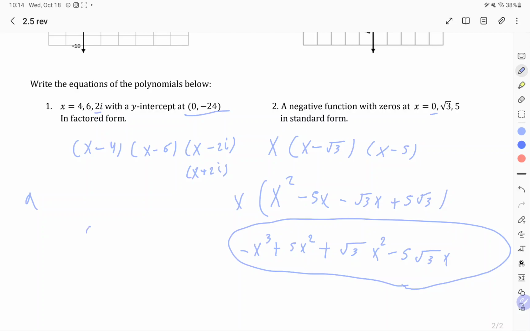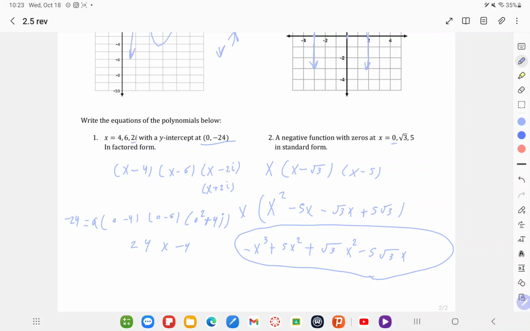Let's plug in the y's, the x's here. So 0, negative 4, and then we got 1, and then we got 0, negative 6, and then 0, negative 2i, and then 0 plus 2i. Okay, I'm back and I actually made a fatal mistake. This was x to the power of 2 plus 4, because this is the conjugated version of this. So I put it back into factored form because it wants it in factored form.